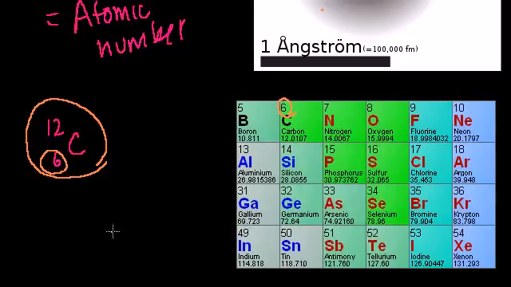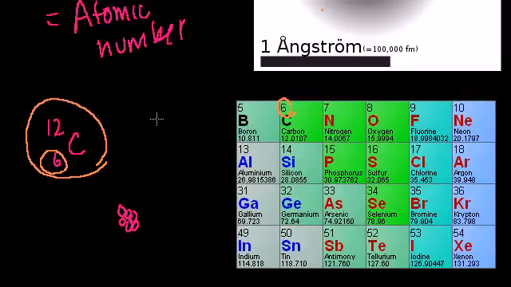So if I were to draw a little model here, and this is in no way an accurate model, I would draw 6 protons in the center: 1, 2, 3, 4, 5, 6. Now, the weight of each proton is 1 atomic mass unit, and we'll talk more about how that relates to kilograms.